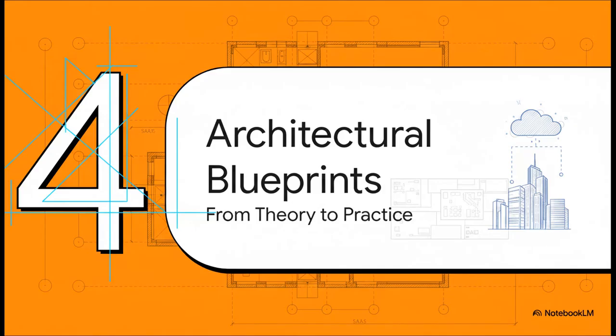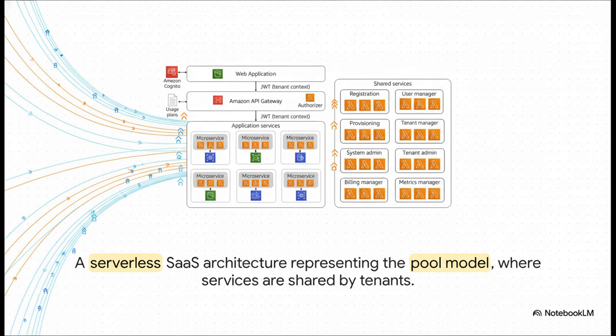All right, enough theory. Let's see how these principles actually come to life in some real-world architectural blueprints. And here is a beautiful illustration of that pool model we talked about. This is a serverless SaaS setup. See how all those application services, those little boxes of microservices, are shared? Tenants send in requests, and things like AWS Lambda functions just spin up on demand to serve them. It's wildly efficient because you're only paying for the exact compute you use and nothing more.